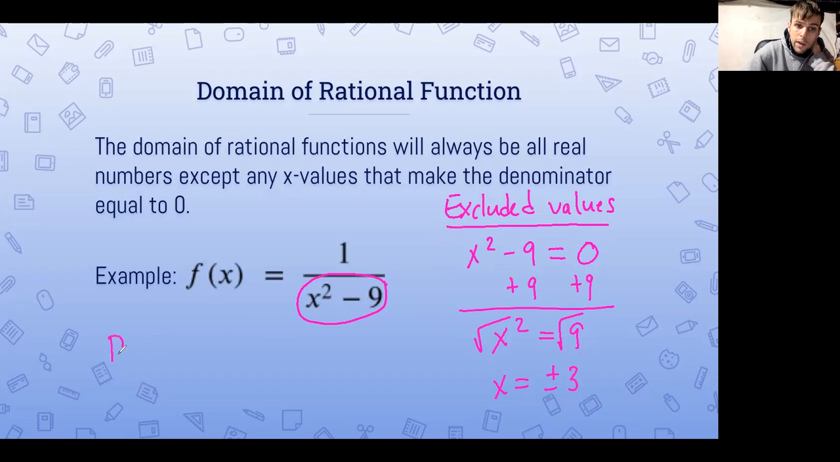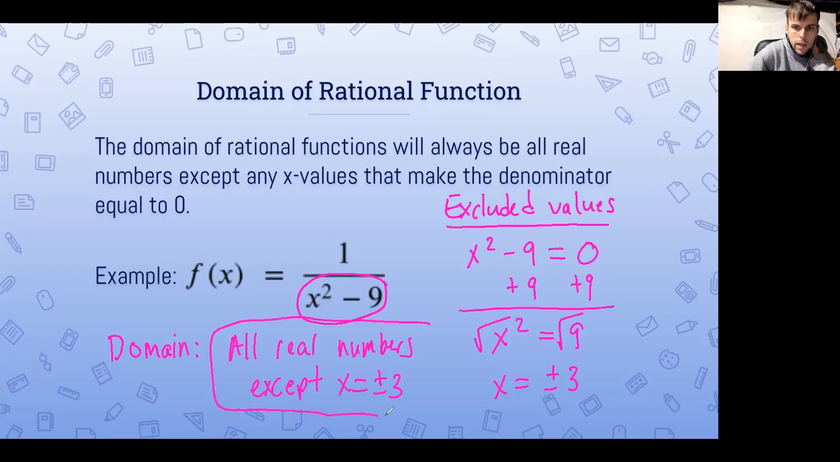So I'm going to write the domain this way. The domain is all real numbers except x equals positive or negative 3. So this is going to be the way I write it. Pretty common way. There are some other ways that it could be written. We could just write it as x is not equal to plus or minus 3. I like it this way, though. Now, for rational functions, that's really it. We just need to figure out what the excluded values are, solve for them, identify them.